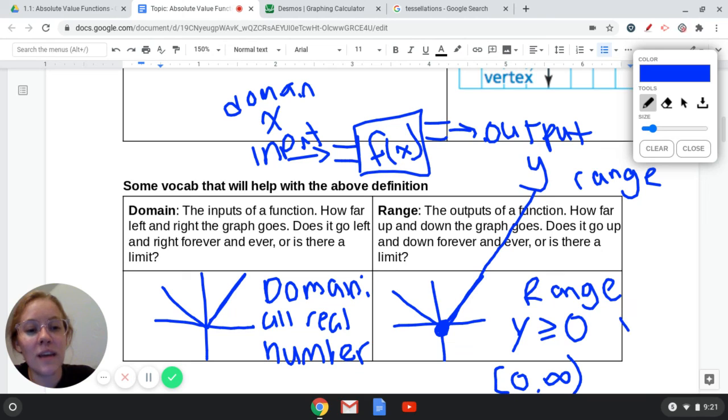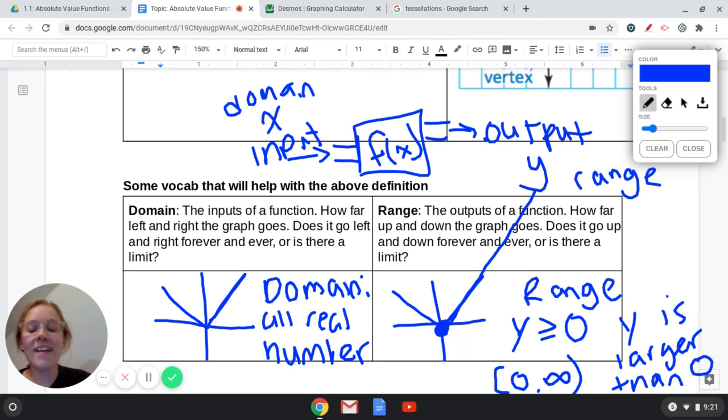Or you can just use your words and you can say y is larger than 0. Any way that makes sense to you to communicate that to me is fine with me. If just saying it in words is how it makes sense to you, then just do that. There's no need to make it complicated with symbols. I'd like to get to that point at some point, but right now, words is absolutely fine.